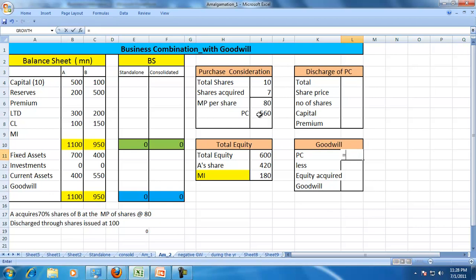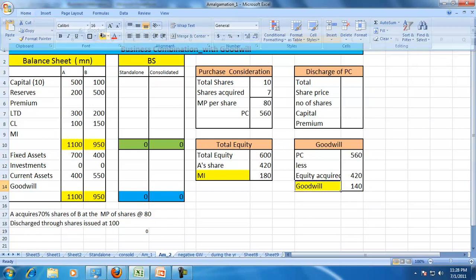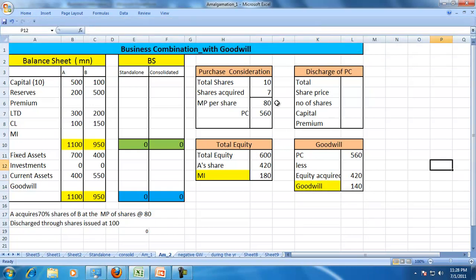To calculate goodwill, the purchase consideration is 560 and the equity acquired is 420. So goodwill is 560 minus 420, which is 140. Goodwill is another additional piece of information required for preparing the consolidated balance sheet.